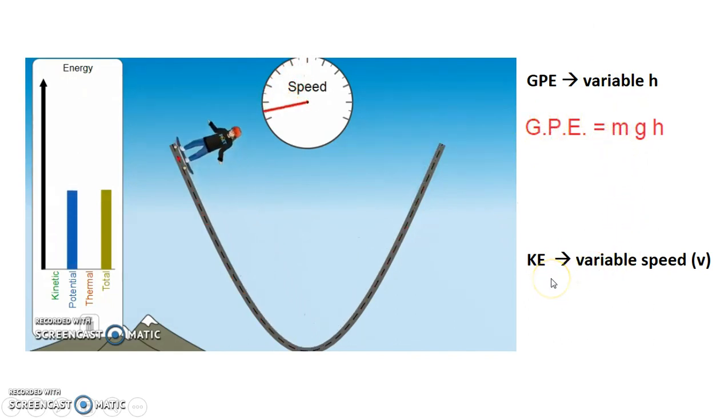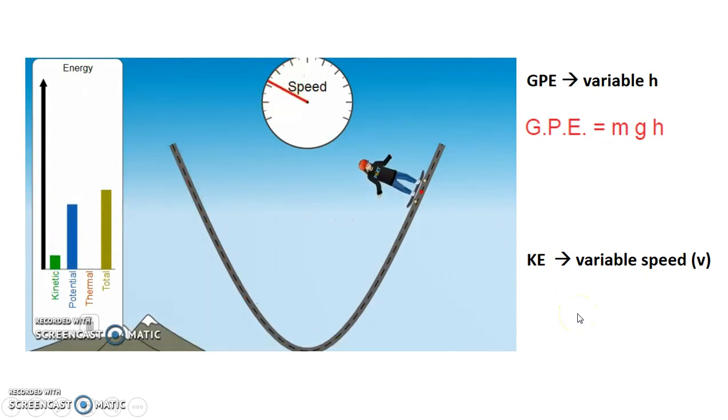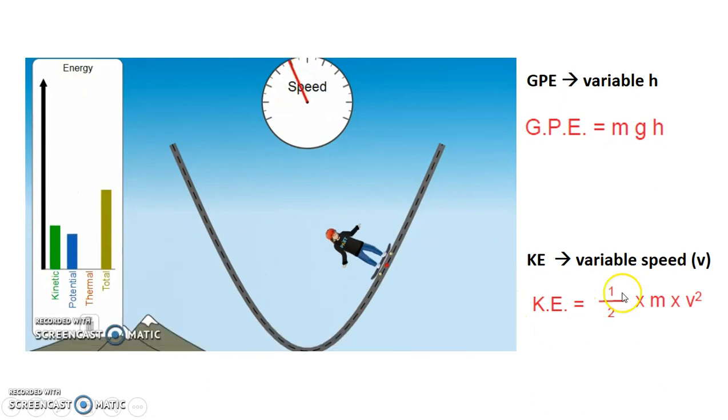What about kinetic energy? We know that it's related by the variable v, which means the speed or velocity. The higher the velocity, the higher the kinetic energy. So the relationship is kinetic energy equals half mv squared. Every time your velocity increases by a little bit, your kinetic energy increases by much more.